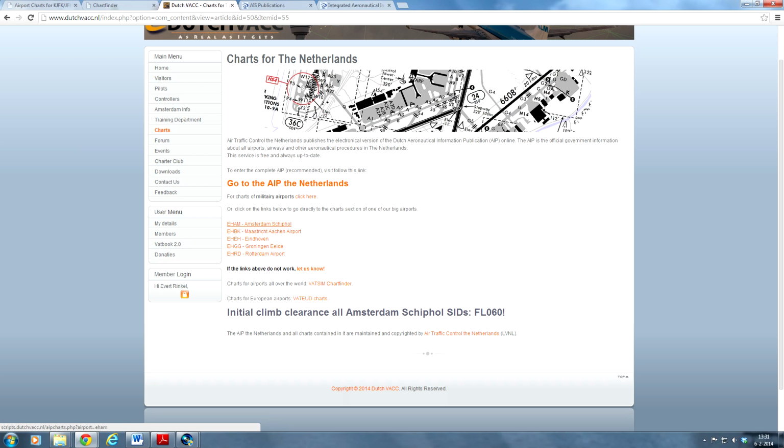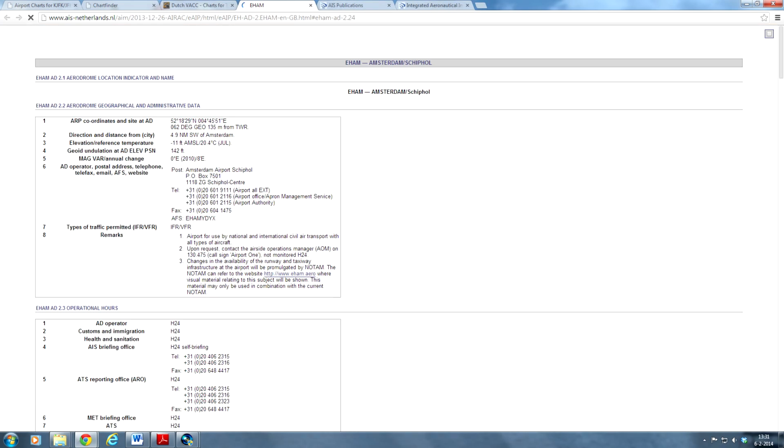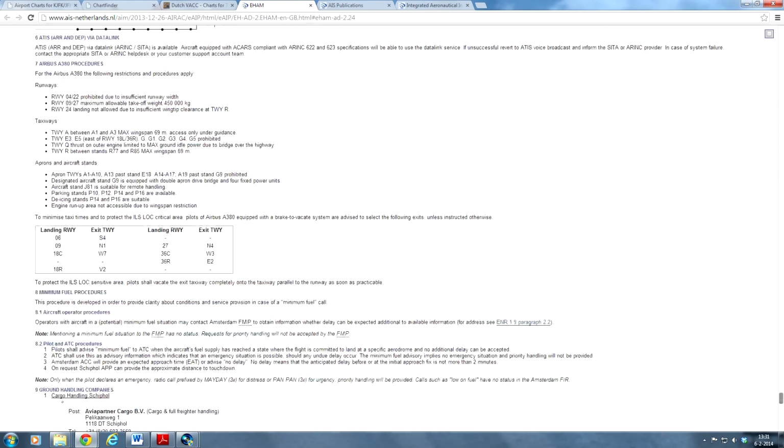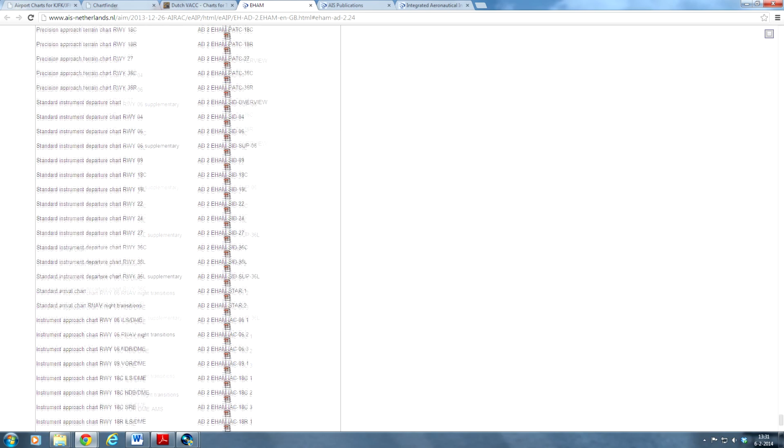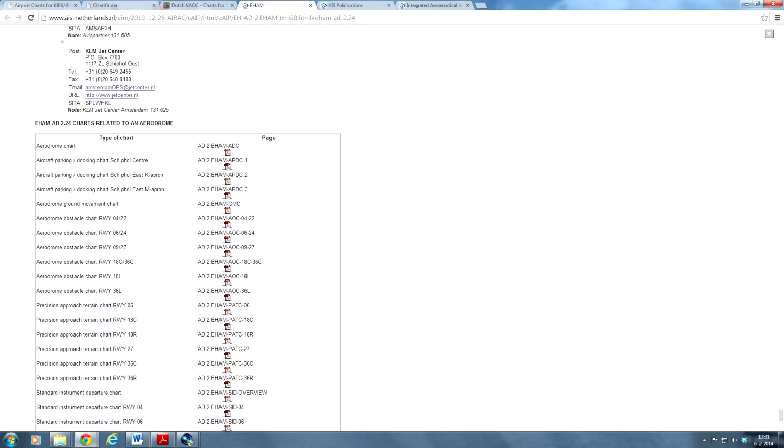We're going to have a direct link to Amsterdam Schiphol Airport, and there's a lot of information up here about the airport. It takes some time to load, but if we go down here we're going to have a nice overview of all the charts of Amsterdam, as you can see. So this is a bit more of a direct approach.